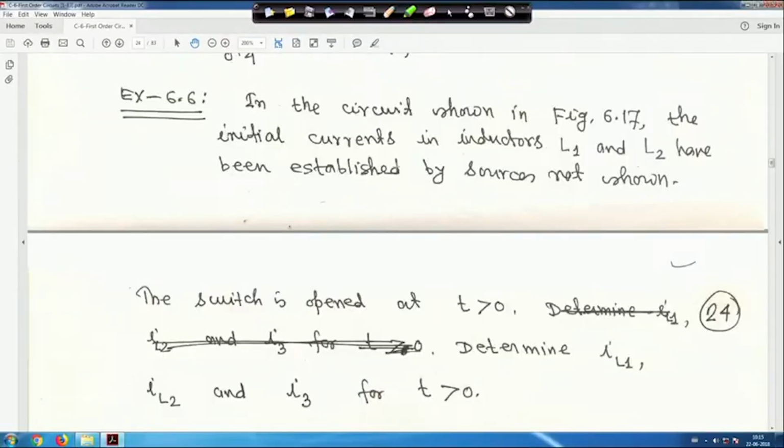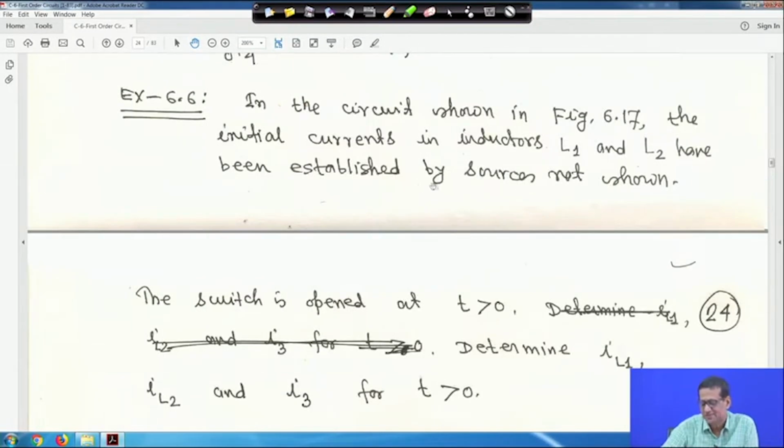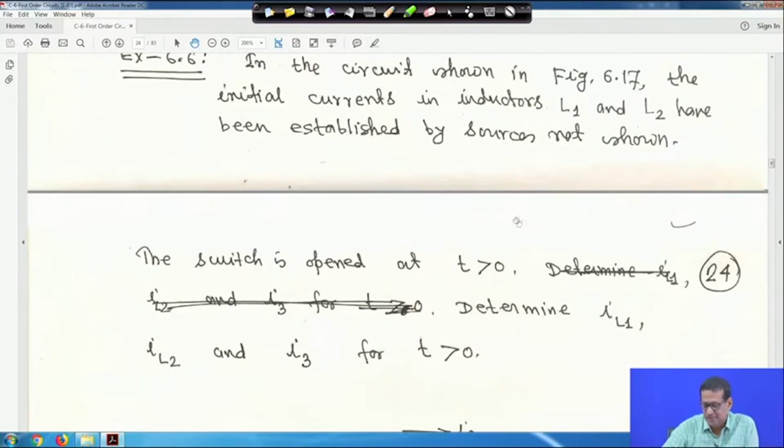So, next, in the circuit shown in figure 17, the initial currents in inductors L1 and L2 have been established by sources not shown. You assume that there are some sources; I will show you the circuit later. Two inductors are in parallel and their initial currents have been established. The switch is open at t greater than 0, and determine IL1, IL2 and IL3 for t greater than 0.